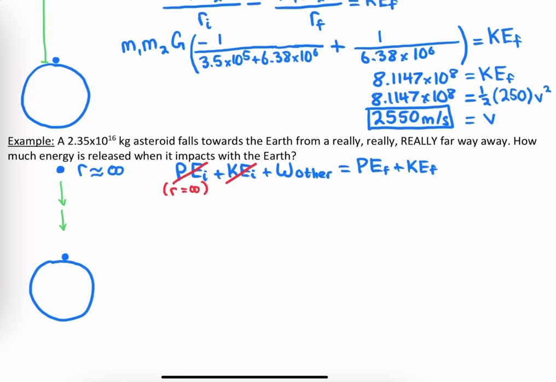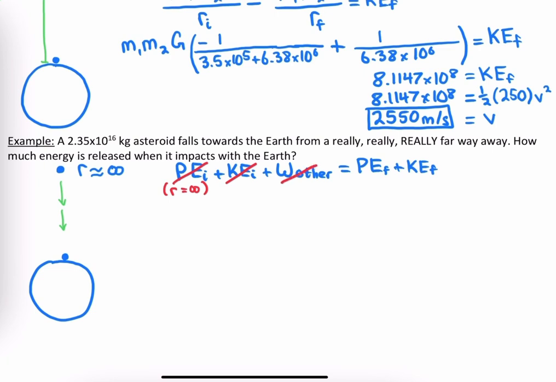Okay, what forces are acting on this asteroid as it falls towards Earth? Well, there's just one. It's gravity. And yes, gravity does work, but work done by gravity is accounted for here and here already, so I'm not going to put it there and double count it. And that work other term is only for work done by forces that don't have potential energy formulas. And there's none of those in this equation.